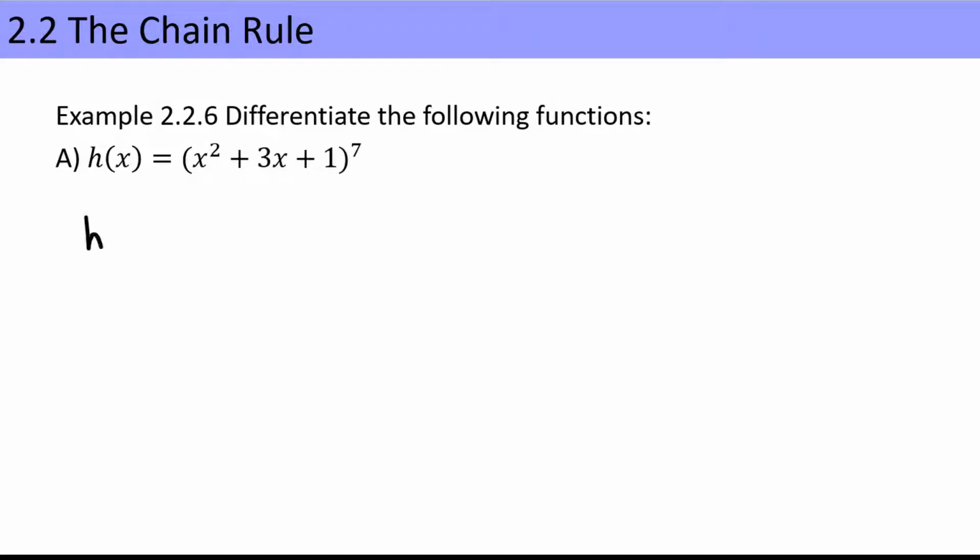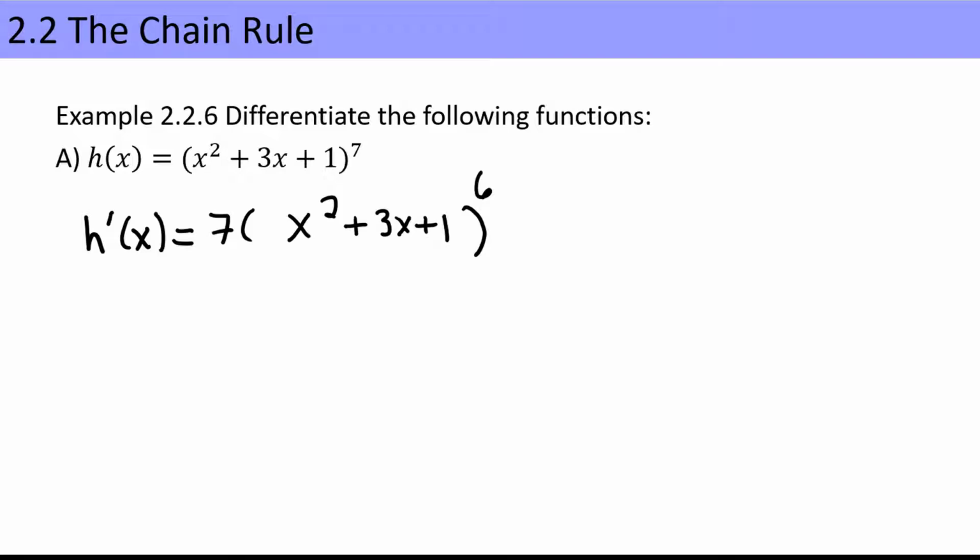That is, we can write h prime of x is equal to, and using the power rule, we have 7. We bring down the 7. 7 minus 1 is 6. Now, the only new thing we do is we keep the inside function in place.